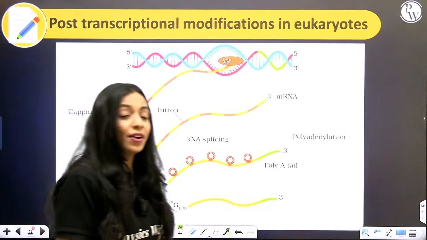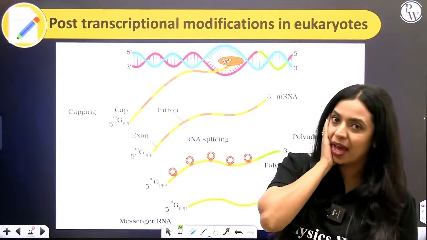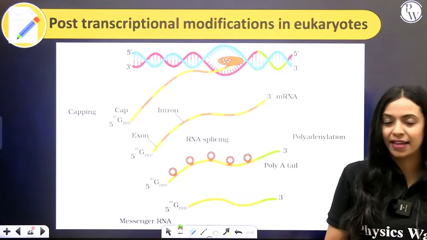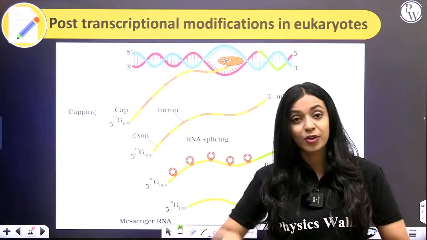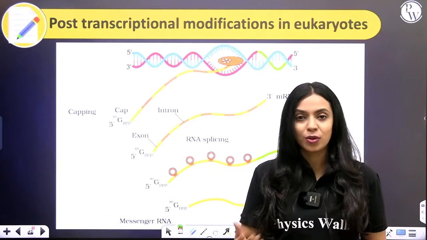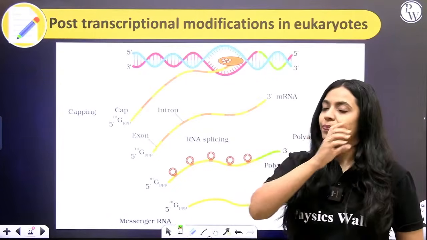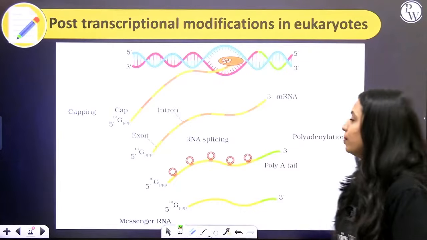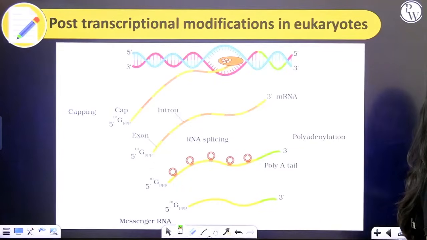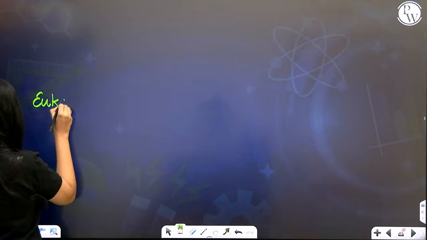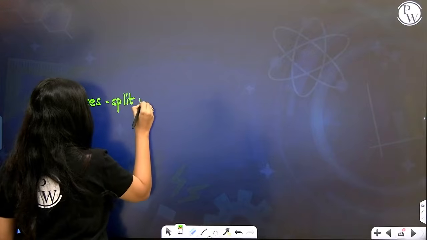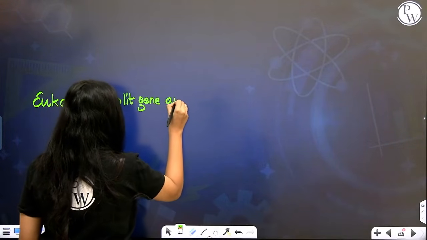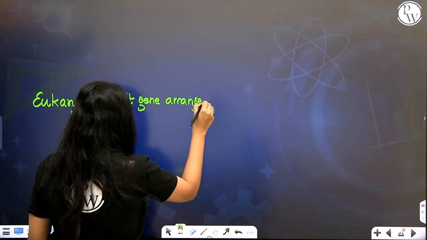Okay. Apart from that, are there any differences between prokaryotes and eukaryotes when it comes to transcription? Yes, there is. Firstly, transcription in prokaryotes will happen in the cytoplasm itself because there is no membrane-bound nucleus. But in eukaryotes, it happens within the nucleus. One thing that we must understand about eukaryotic genes is that in eukaryotes, you have split gene arrangement. What does that mean?